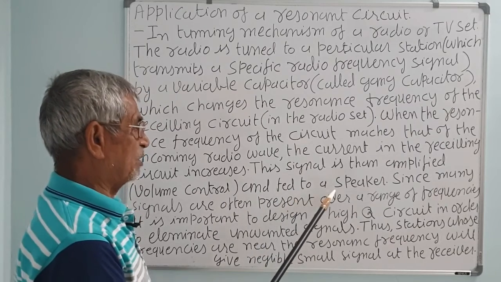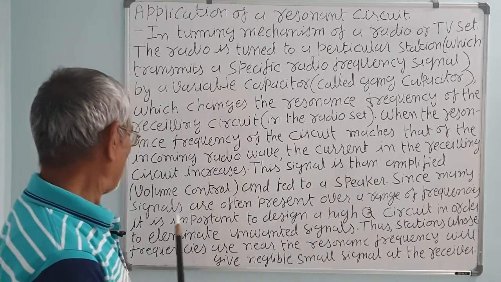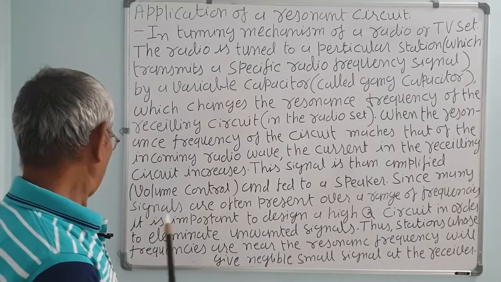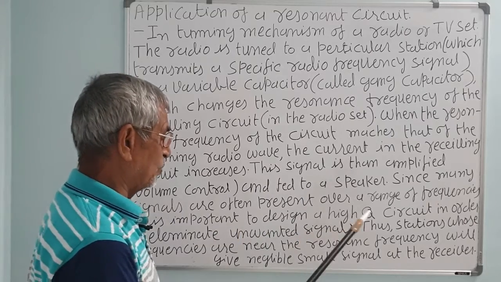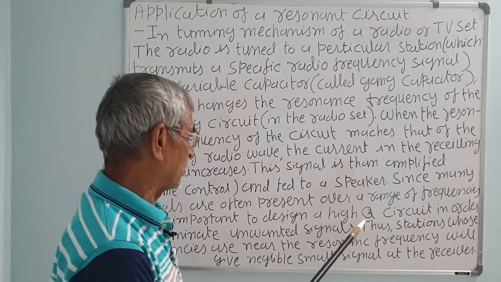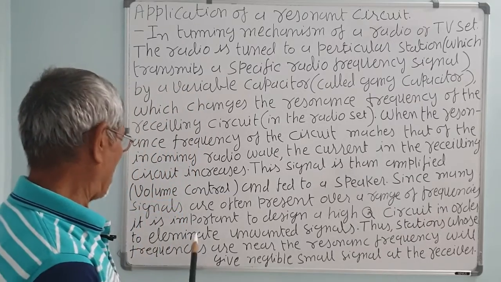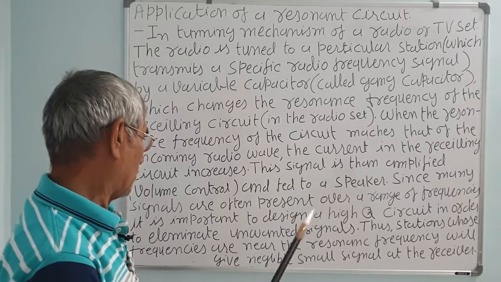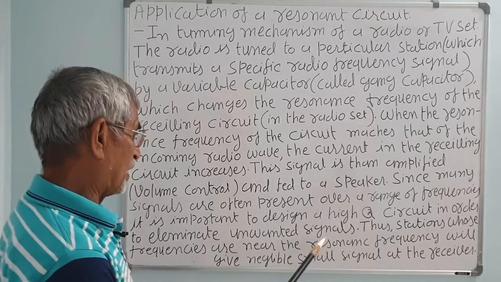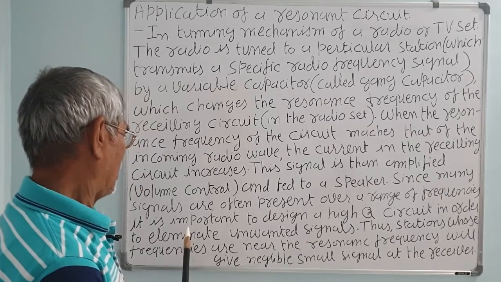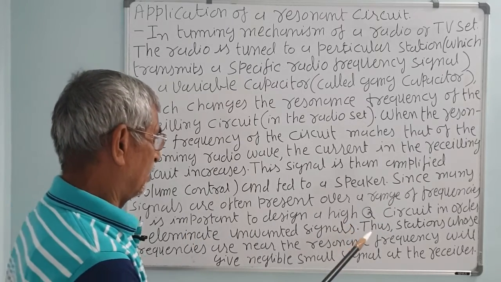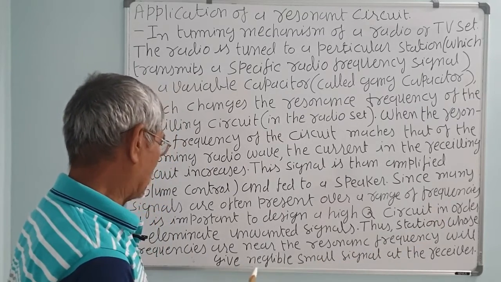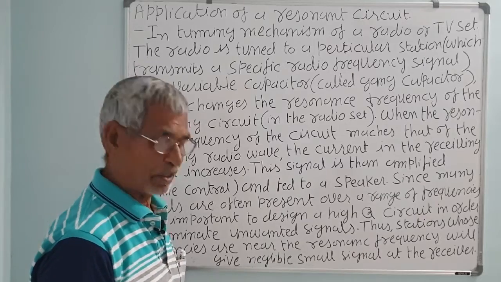Then after it is fed through the speaker. Since many signals are present over the range of frequency, it is important to design a high Q. We will study later about the Q factor of the circuit in order to eliminate unwanted signal. We want one particular frequency, a particular station. So unwanted signals we have to eliminate, and for that, the Q of the circuit should be of the required standard. Thus, the stations whose frequencies are near the resonance frequency will give negligibly small signal at the receiver.